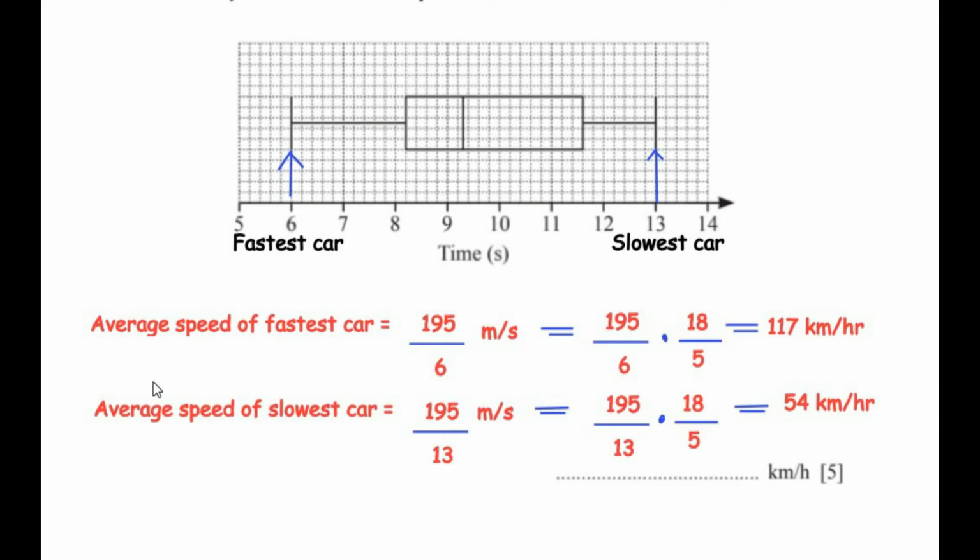Now following the same steps, let us find out the average speed of the slowest car. So distance remains the same, that is 195 meters, and the time taken by the slowest car is 13. So 195 over 13 meters per second. Again multiply this meters per second with 18 over 5. That will give you the answer in kilometers per hour. So we got here 54 kilometers per hour.